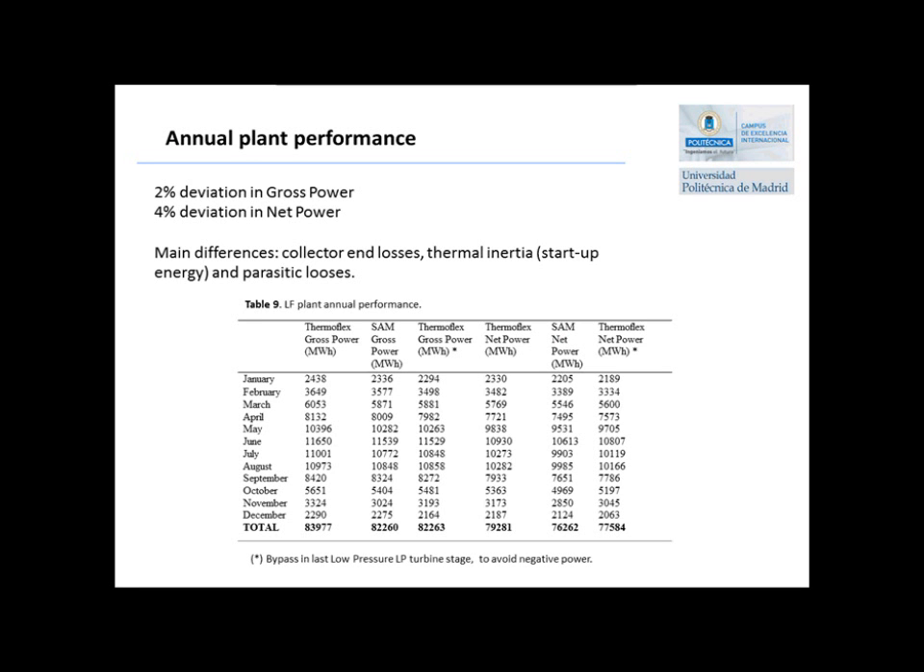Annual plant performance comparison. Despite the mentioned calculation methodology differences, annual total relative error in gross power is 2%, and for net power only 4%. Conceptually, main differences are due to real optical efficiency difference and parasitic losses calculation methodologies.